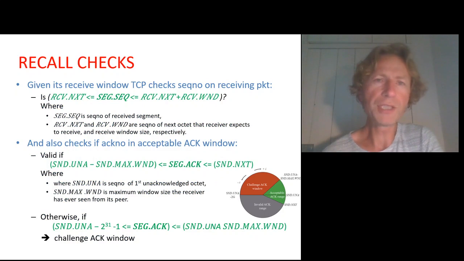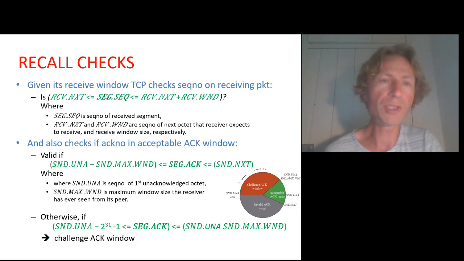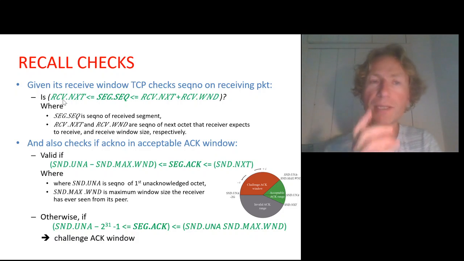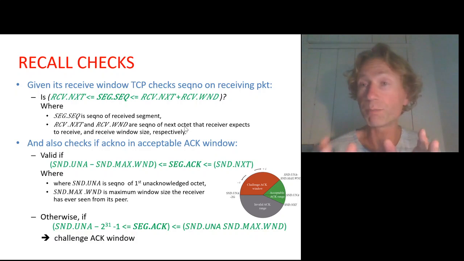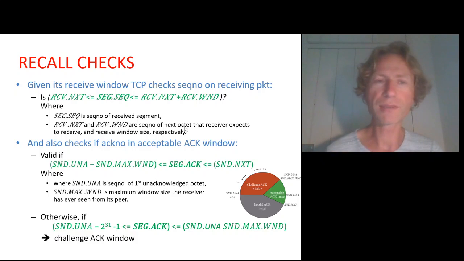We use the procedure that we already discussed in the discussion of the previous paper. Whenever a packet is received, it will be subject to some checks. First of all, it will check the sequence number. The sequence number has to be within this window: receiver next, and receiver next plus the size of the window. Receiver next and receiver window are the sequence number of the next octet, the next byte that the receiver expects, and the size of the window.